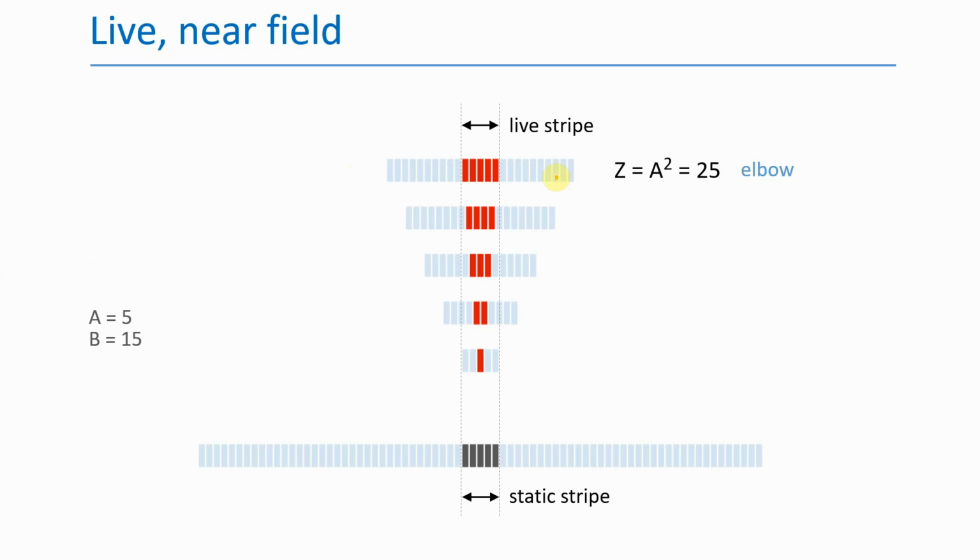The elbow occurs at z equals 25. We can best understand it in spatial terms. This slide shows the static, and it shows the live at many different planes. Note that the live stripe expands linearly with distance, like a cone. The elbow occurs when the live stripe grows to be as wide as the static stripe. Actually, critical planes in general occur when some feature of the live grows to be as wide as some feature of the static.